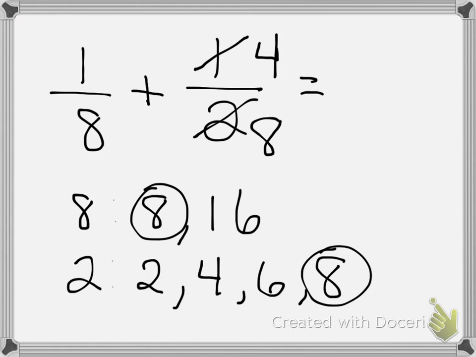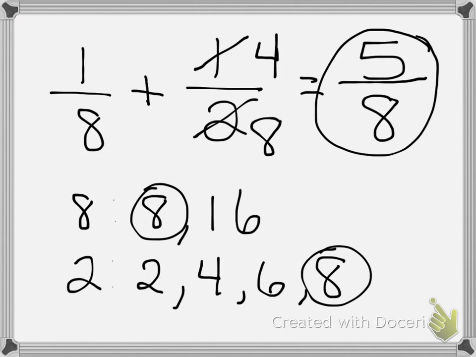Now I'm positioned to add these two fractions together because I have an 8 in both denominators. 1 plus 4 is 5, and leave the denominator the same as 8. I ate 5/8 of the pizza.